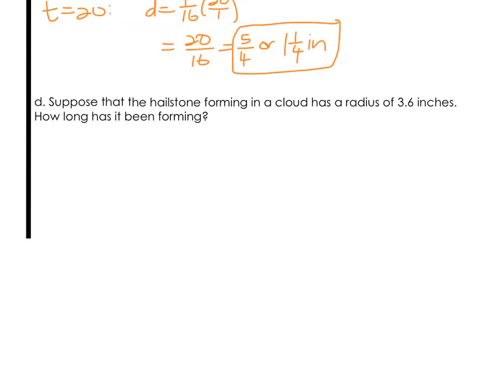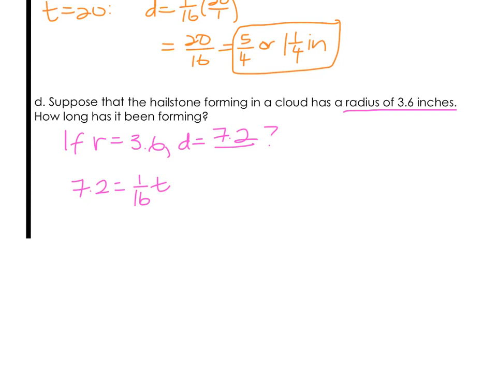All right, last question. Suppose the hailstone forming in a cloud has a radius of 3.6 inches. How long has it been forming? Well, here's the thing. Radius is related to a piece of hailstone. It's like a sphere, but our formula works with diameter. So if the radius is 3.6, what would the diameter be? We're just going to multiply that by 2. So it'd be 7.2. Then we're going to plug that in on the left-hand side and then solve for T on the right-hand side.